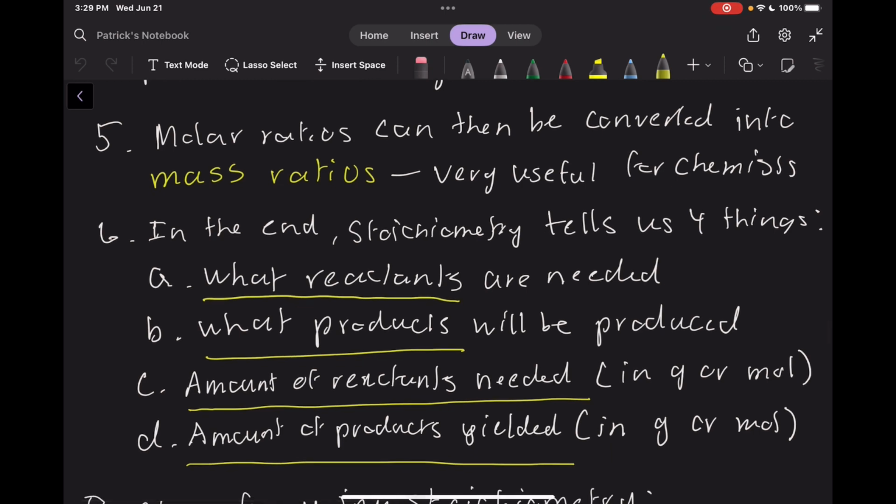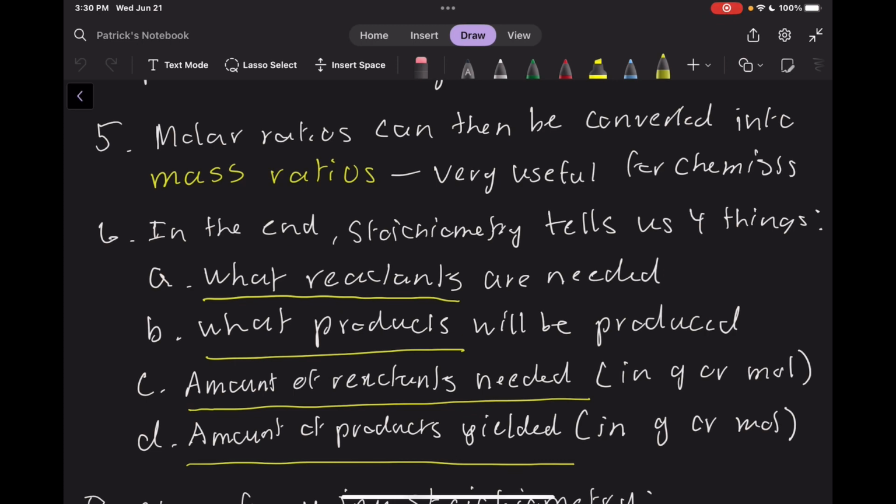Molar ratios are interesting and all, but on a practical level, the utility of stoichiometry really becomes obvious when we convert molar ratios into mass ratios. Mass ratios tell us how many grams of a specific reactant are needed to produce a certain mass of a specific product. This is very useful for chemists, obviously, because it's often necessary to produce, say, exactly 100 grams of a certain chemical in the laboratory, and stoichiometry allows us to know exactly how much reactant we will require to produce this 100 grams of product.